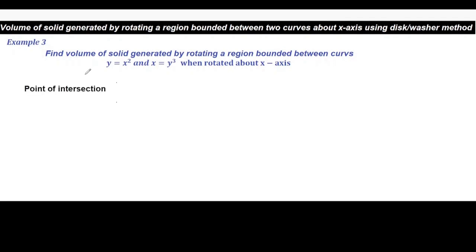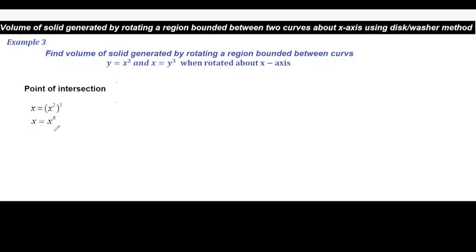So here is the point of intersection between two curves. For that, we have to solve for x and y by using these two equations. So if we substitute y from the first equation into the second equation, the outcome we'll get is x is equal to x square the whole cube. And if we open the bracket, that will give us x is equal to x to the power 6.